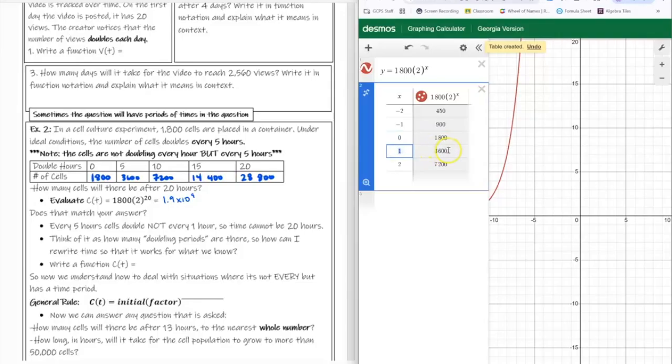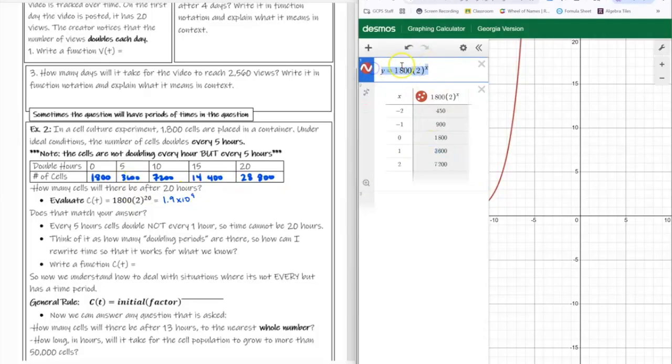But when I go to hour 1, it's doubling to that 36. But the calculator isn't understanding that I wanted to double what? Every 5 hours, unless I somehow change this function so that the calculator knows, hey, I don't want you to double it every 1 hour.